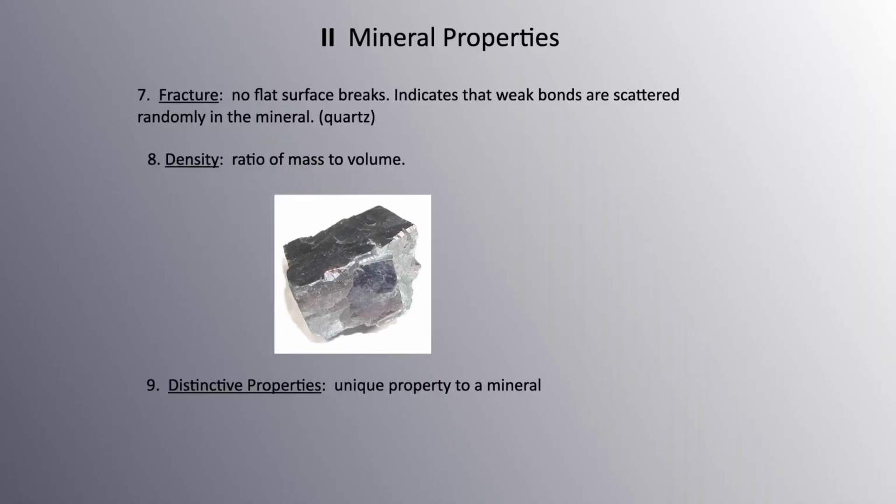And number 9 is just simply distinctive properties. And with distinctive properties, we're just talking about any unique property that didn't fall into one of the previous categories. And sometimes there's really helpful distinctive characteristics of minerals that help you identify them. The one that pops into my head first is halite. Halite is just table salt. So when you pick halite up and you taste it, it's going to taste like salt. It has a salty taste, and that is a distinctive property.